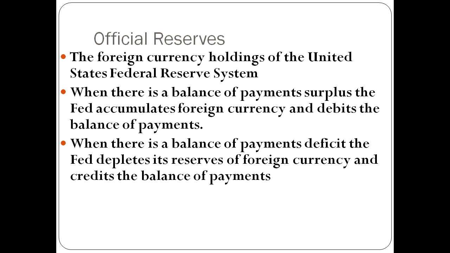When there's a balance of payments deficit, that means the Federal Reserve does not have enough foreign currency. The Fed has depleted its reserves of foreign currency. And so therefore it's going to need foreign currency, so it's going to have to create an inflow of foreign currency. So it's going to buy that foreign currency, and that is going to be a credit to the balance of payments.